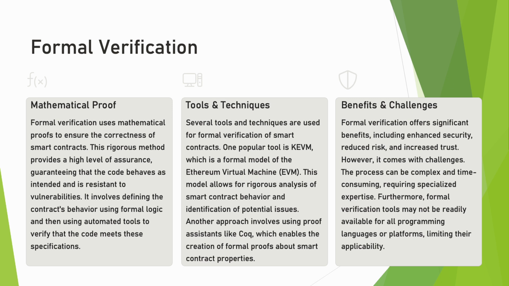Tools and techniques. Several tools and techniques are used for formal verification of smart contracts. One popular tool is KEVM, which is a formal model of the EVM, that is, the Ethereum Virtual Machine. This model allows for rigorous analysis of smart contract behavior and identification of potential issues. Another approach involves using proof assistants like Coq, which enables the creation of formal proofs about smart contract properties.